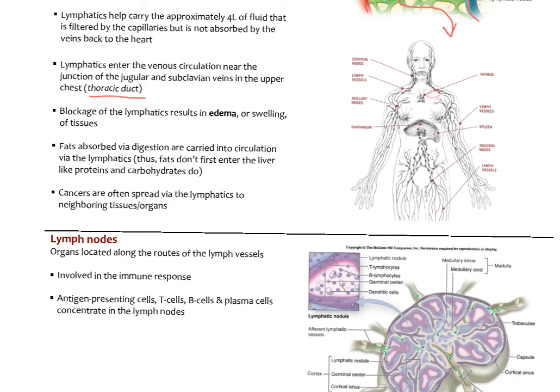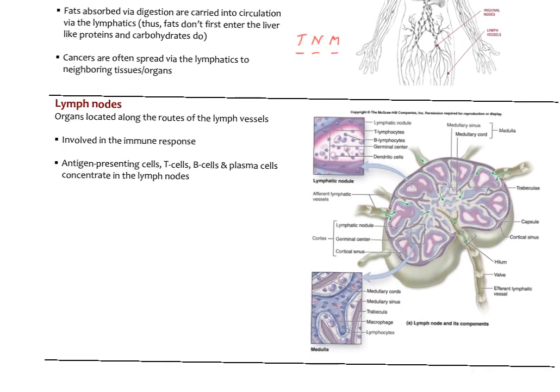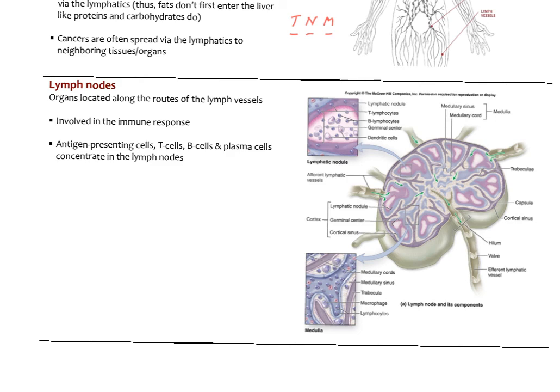Our main staging system for cancers is the so-called TNM system: tumor, nodes (lymph nodes), and metastases. Each tumor is given a certain number on those different parameters, and that helps us to stage the cancer. Lymph nodes are located in the pathway of these lymphatic vessels, and they're basically collections of antigen presenting cells, T cells, B cells, and plasma cells that are constantly filtering that lymph for any antigens and launching an immune response against them.